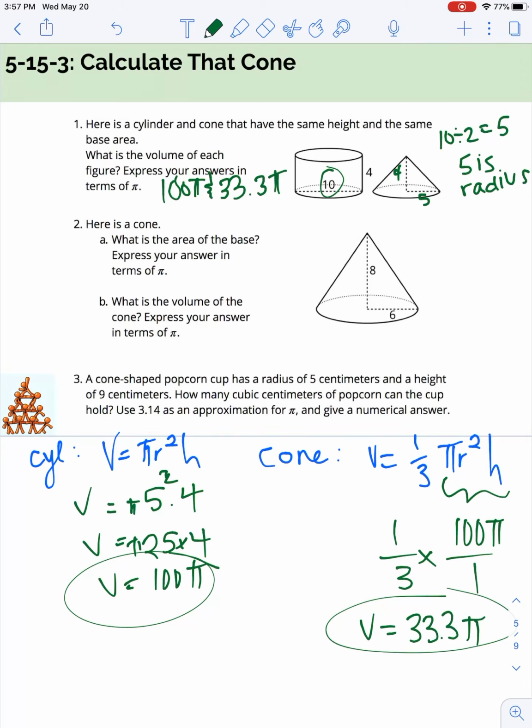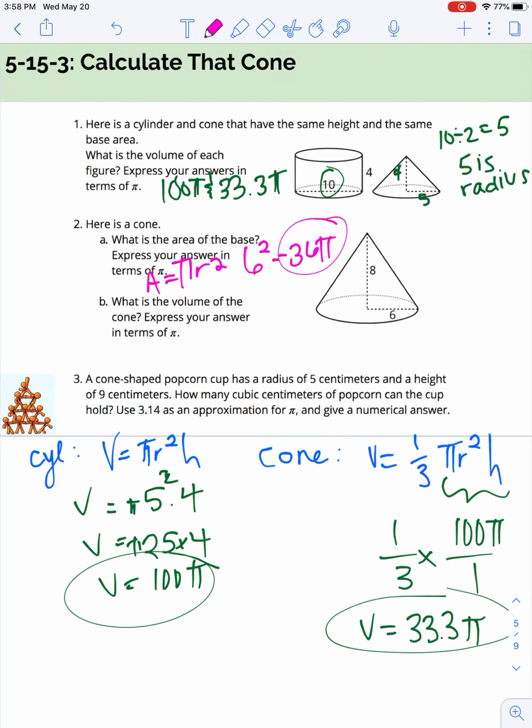So the area of the base is just pi r squared. Pi r squared equals area. So then radius is 6. So just 6 squared, that's 36. So 36 pi, that would be your area. And then what is the volume of the cone?